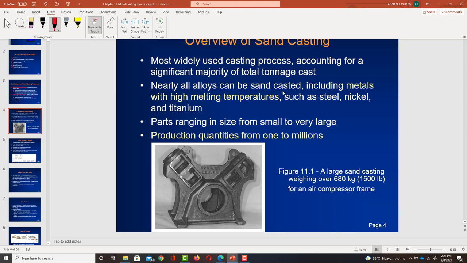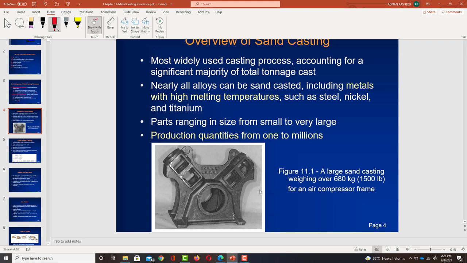that includes metals with high melting temperature such as steel, nickel and titanium. All these elements having high melting temperature can also be used for casting operations. Parts ranging from very small to very large can be produced by the casting process, and production quantity also varies from 1 to millions, depending upon the production capacity of your plants.